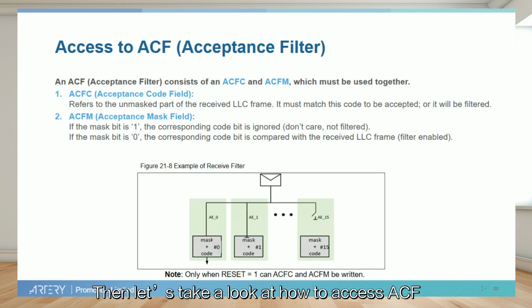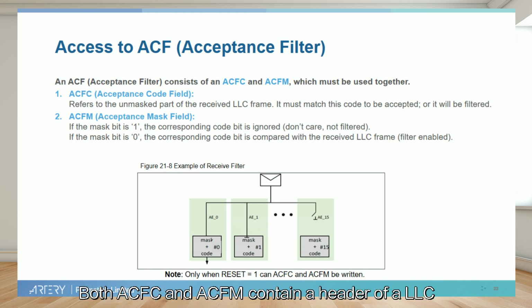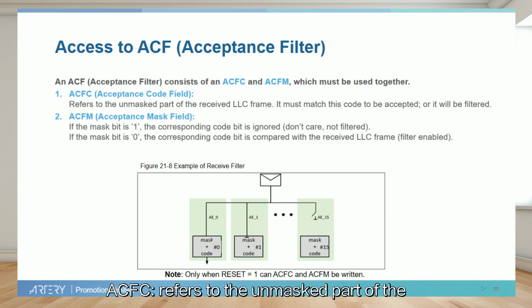Then let's take a look at how to access the ACF, acceptance filter. The ACF consists of an acceptance code field, ACFC, and an acceptance mask field, ACFM. Both code and mask together define one acceptance filter slot. Both ACFC and ACFM contain a header of an LLC frame. ACFC refers to the unmasked part of the received LLC frame. It must match this code to be accepted. Otherwise, it will be filtered.